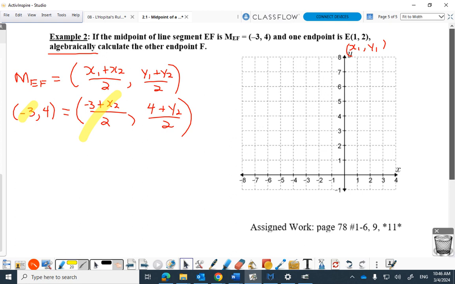Those have to be equal. That's what has to happen here. So when I go back to here, my first equation, I'll just do it all in highlighter, says negative 3 equals negative 3 plus x2 over 2. This is very upsetting, though, because you might be like, well, yeah, that's one equation, but the other equation is this.